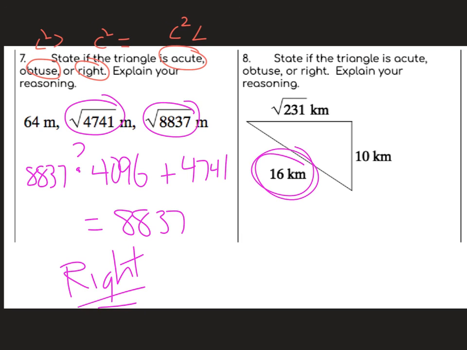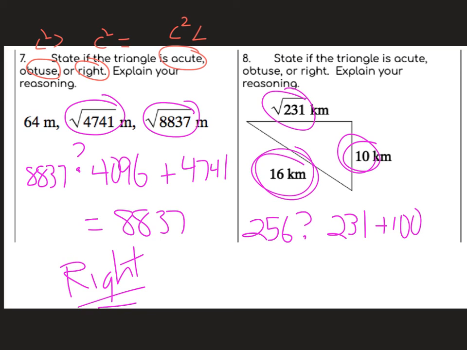This looks like the biggest side, so when I square that, I'll get 256. And then when I square this, I'll get 231. And when I square this, I will get 100. So then I'll have 256, and I'll have 231 and 100, which is 331. So this side is bigger, this side wins. So that means we are acute. If you have questions, let us know.